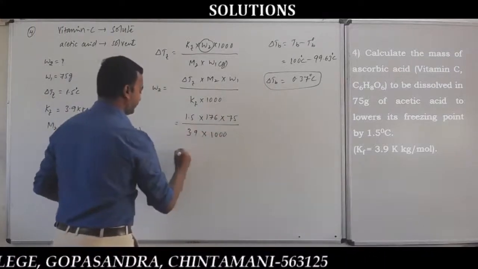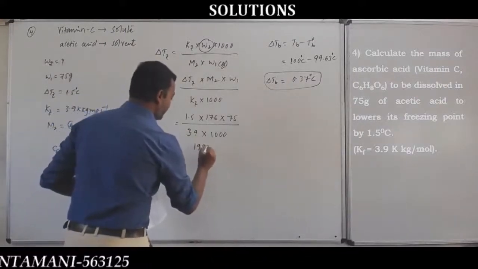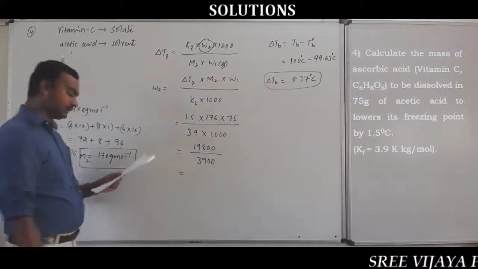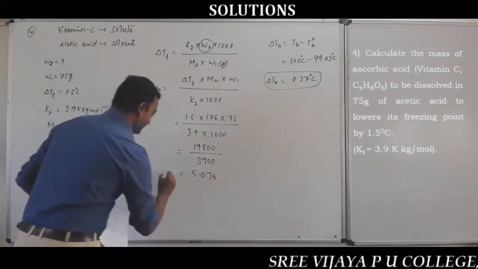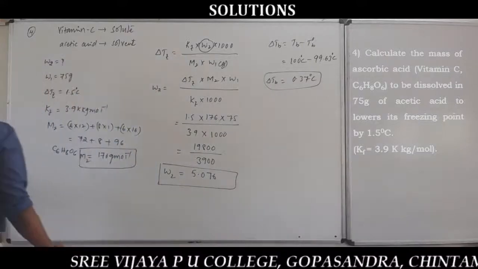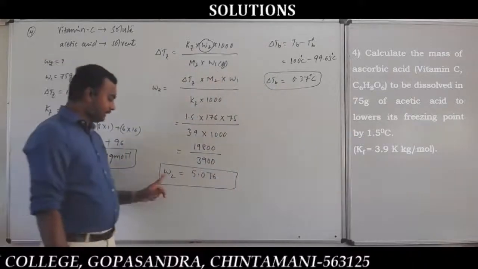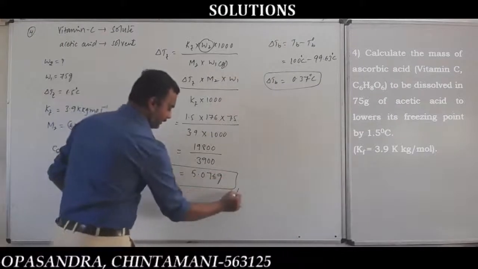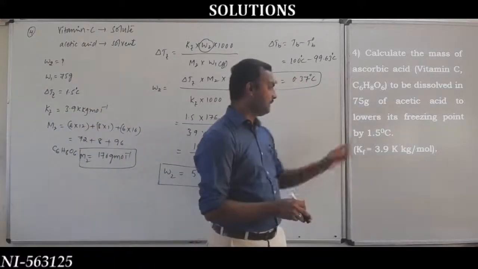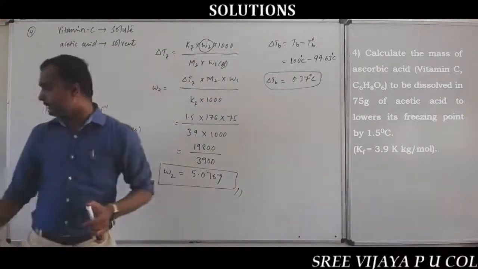So that's the given problem. Now 1.5 into 176 into 75 is about 19,800, divided by 3,900. When you calculate 19,800 divided by 3,900, you will get 5.076. That is the mass of solute added to 75 gram of acetic acid to lower the freezing point by 1.5 degrees Celsius. Remember, W2 is the mass of solute, so mass is measured in grams. About 5.076 gram is the mass of solute that is added to 75 gram of acetic acid. That is the problem based on depression of freezing point.